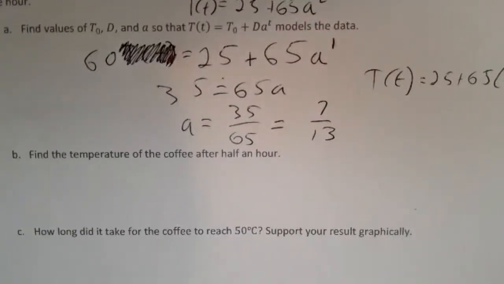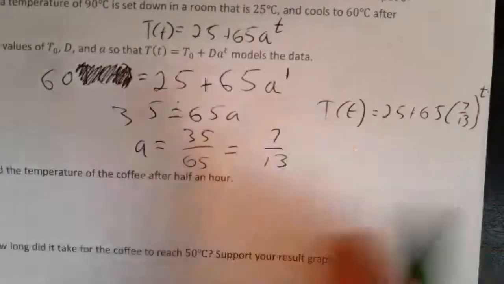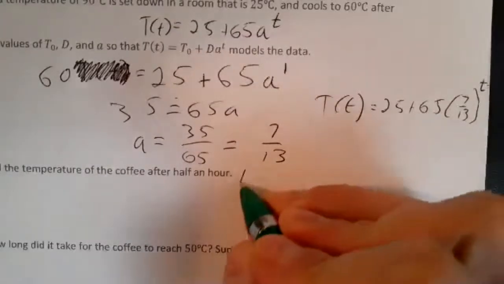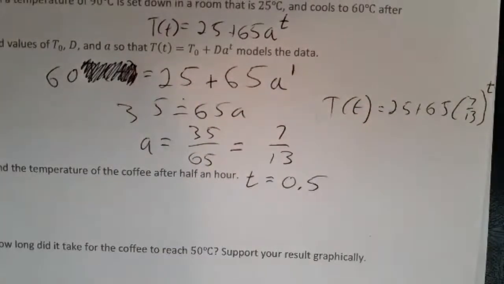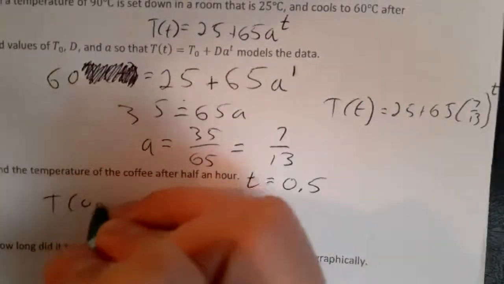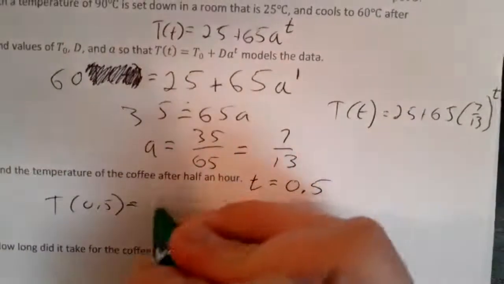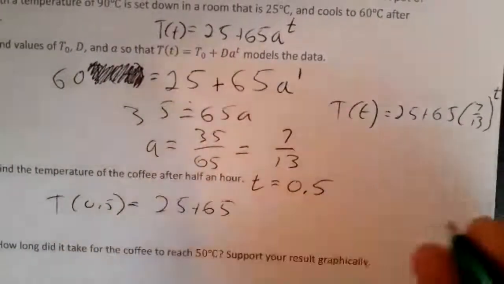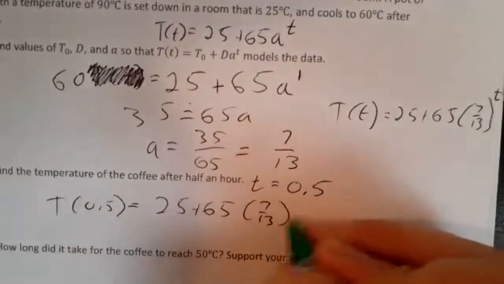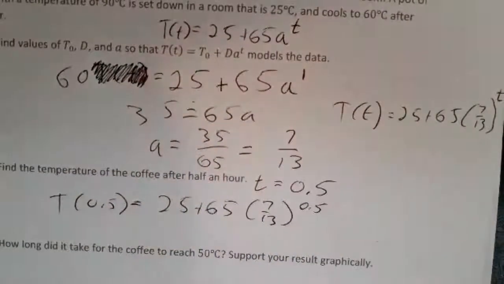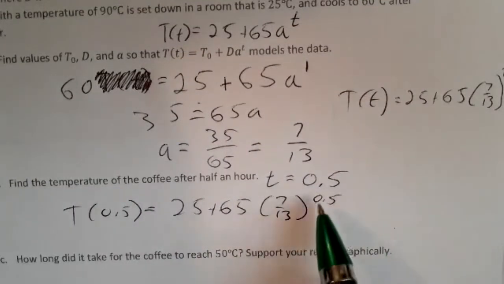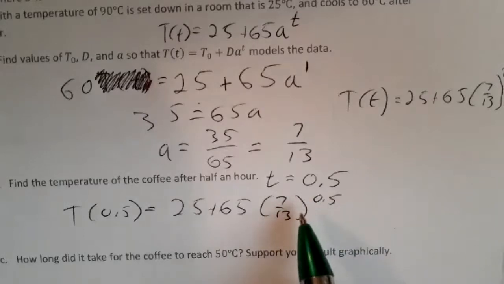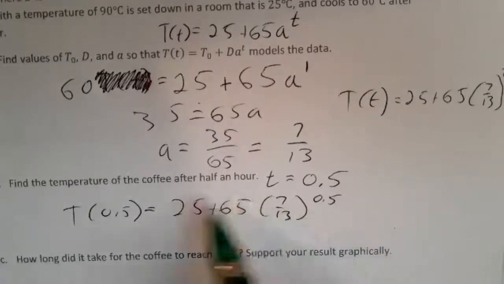Find the temperature of the coffee after half an hour. If they say half an hour, our lowercase t is our time, so our time is a half. We're plugging in time of a half. Now our formula looks like 25 plus 65 times 7/13 to the half power. Going over some PEMDAS, we have to do exponents first, then the multiplication, and then the addition.